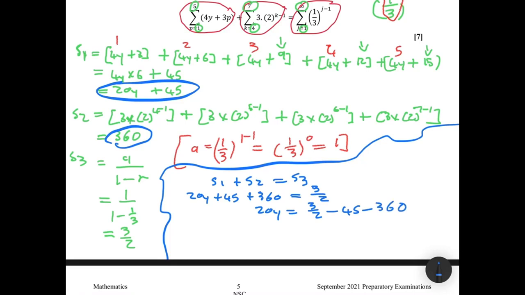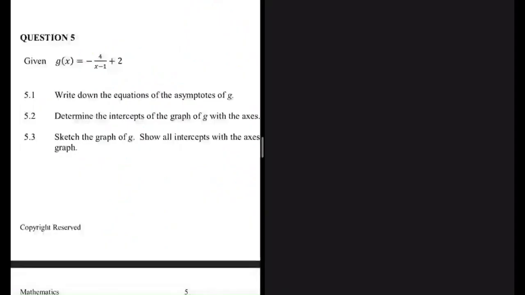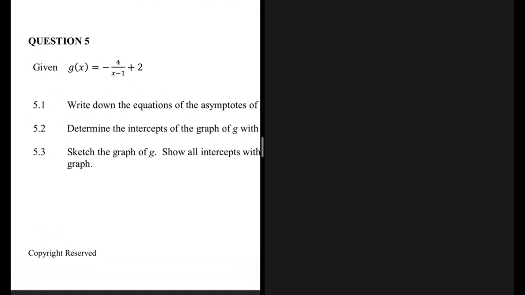Now we divide both sides by 20. So we're going to get y is equal to this entire term divided by 20, right? Divided by 20. And then here we're also dividing by 20. So y is going to be equal to minus 20.175.